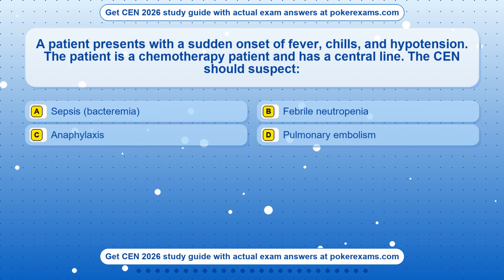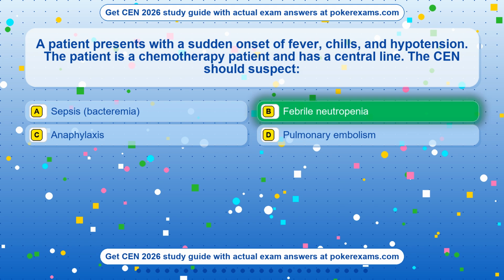Question 18. A patient presents with a sudden onset of fever, chills, and hypotension. The patient is a chemotherapy patient and has a central line. The CEN should suspect: Option A, sepsis, bacteremia. Option B, febrile neutropenia. Option C, anaphylaxis. Option D, pulmonary embolism. The correct answer is option B.